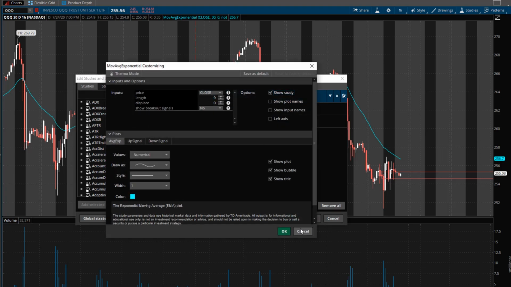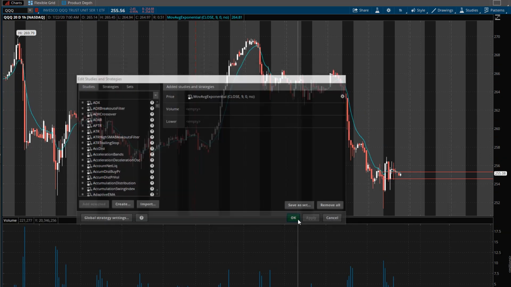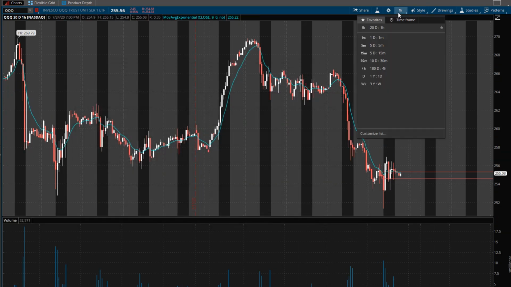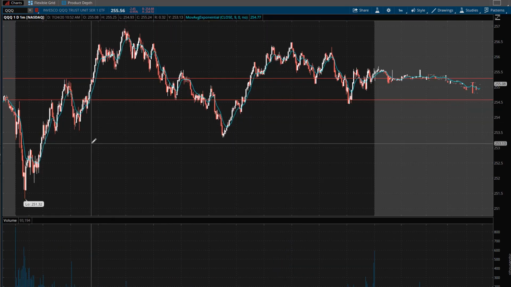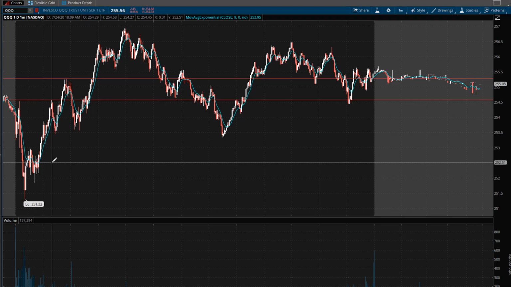So let's go back to the default of 9. Go ahead and apply that. And yeah, I use that 9 because when you are doing intraday plays, it is more responsive, or more active, I would say is a better term, right?